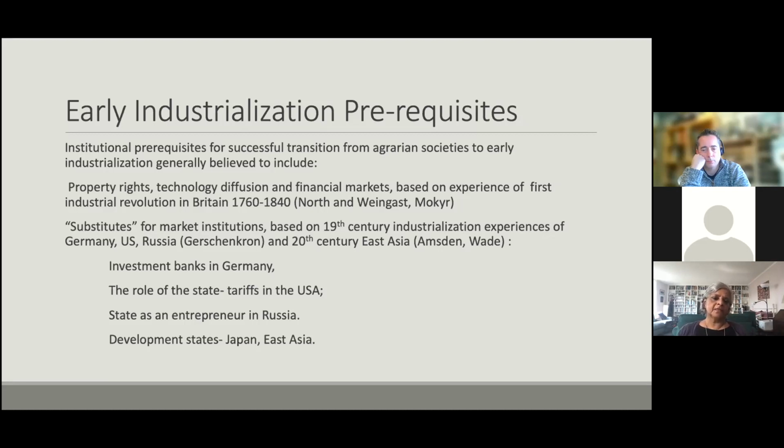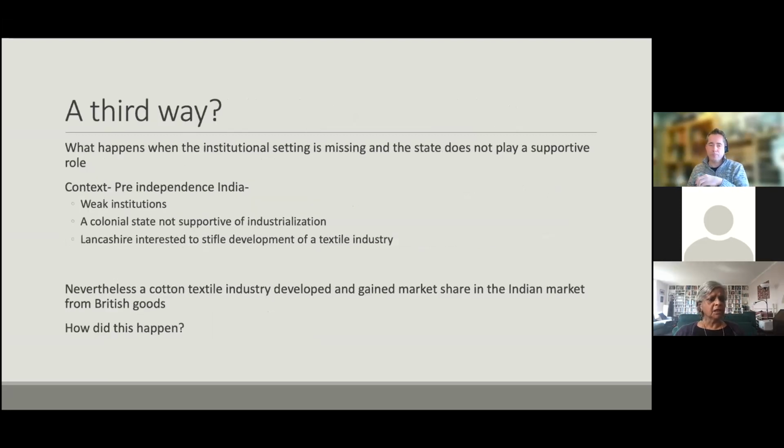And then in the 20th century, which we can think of as the third generation industrializers, the state played a very important and decisive role. And amongst them, we can think of Japan and East Asia, where the states became developmental states rather than entrepreneurial states. So is there a third wave? What happens when these institutional settings are missing and the state is actually not that interested in promoting industrialization?